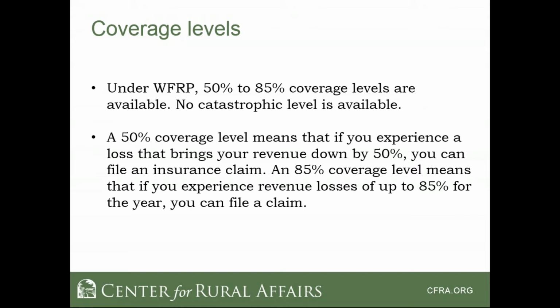Now, coverage levels, I mentioned this a little bit earlier. Like many other crop insurance policies, coverage levels of from 50 to 85% are available under whole farm. So for those who aren't familiar with crop insurance, if you want to buy an insurance plan to insure 50% of your expected revenue, or maybe you want to insure 85% of your expected revenue, the higher coverage level is going to cost you more. And again, you can only purchase the highest levels of coverage, 80 and 85%, if you can show that you are producing at least 3 commodities.